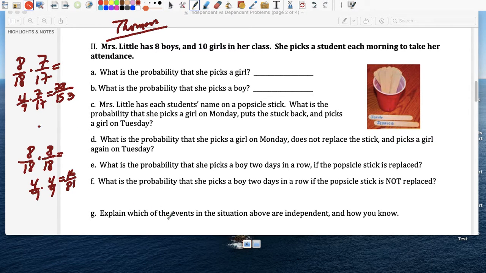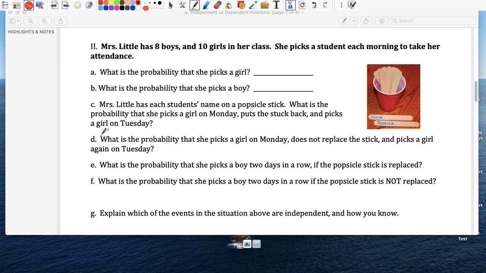Okay, which of these situations are independent, and how do I know? Independent are the ones where she replaced. So E was independent and C was independent. I know they're independent because the total didn't change, right? And the number of girls were the same on Monday and Tuesday.